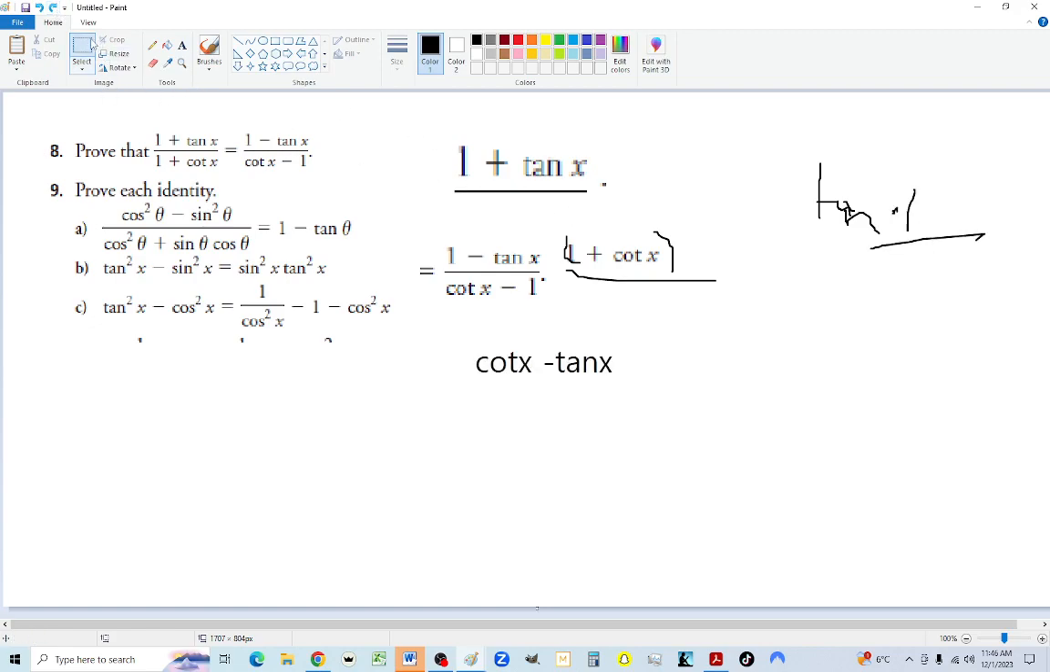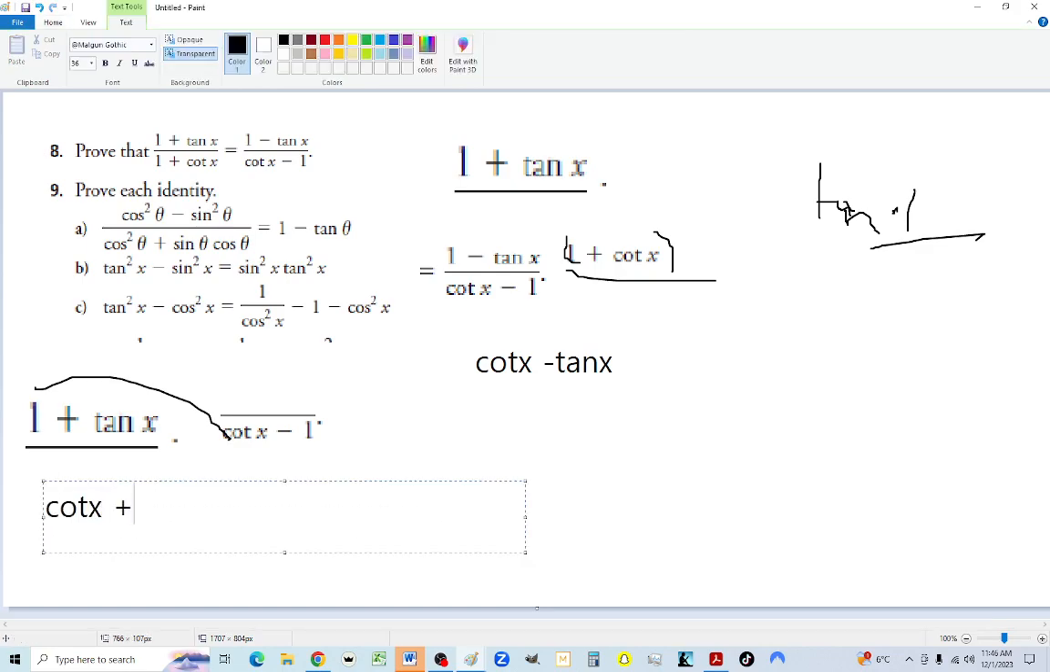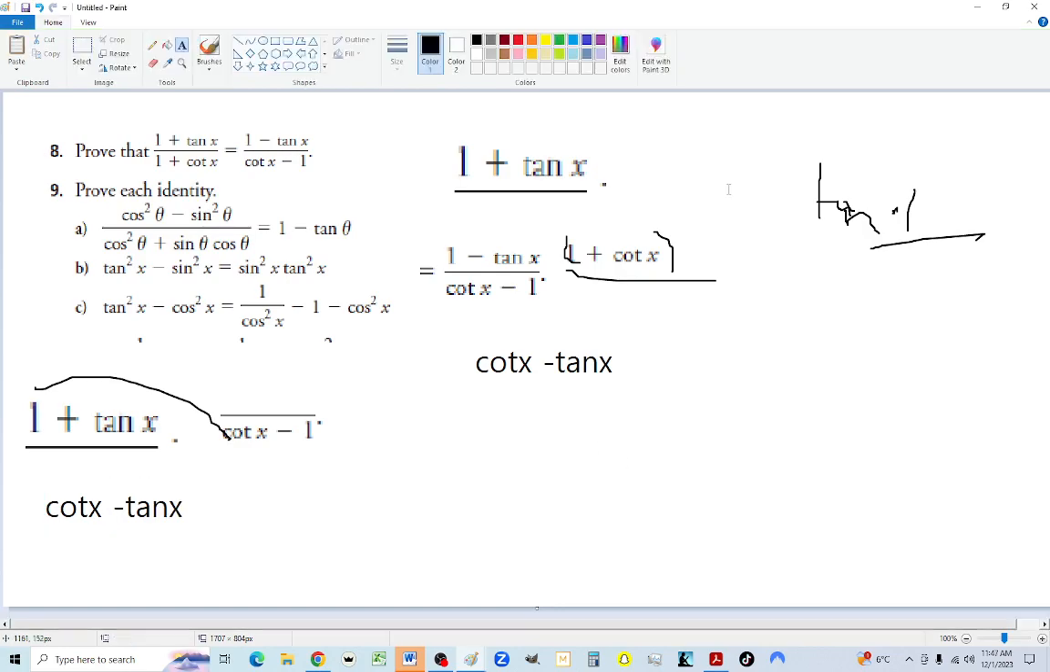Now we're going to take the left and multiply it by this. Well, 1 times cot x is cot x. 1 times minus 1 is minus 1. Plus tan x times cot x is plus 1. And tan x times minus 1 is minus tan x. So you're left with cot x minus 1 plus 1 minus tan x. These cancel in the middle, and now you've got left is equal to right.